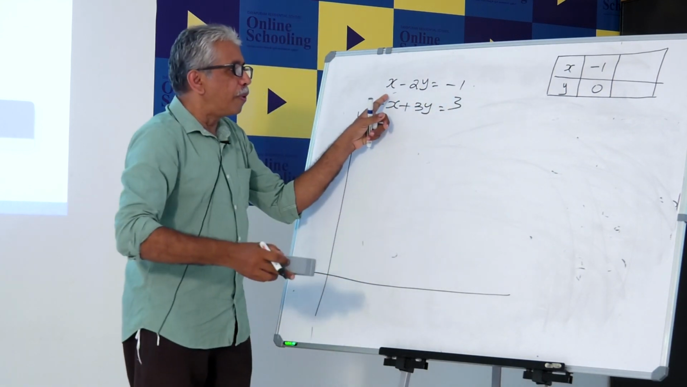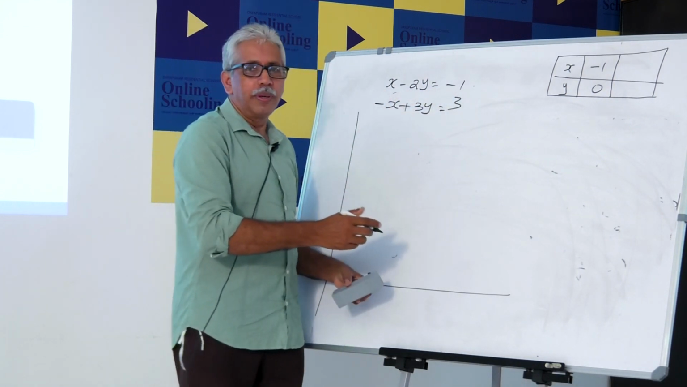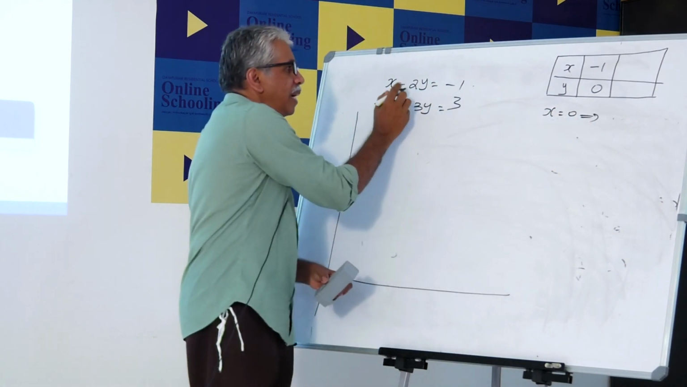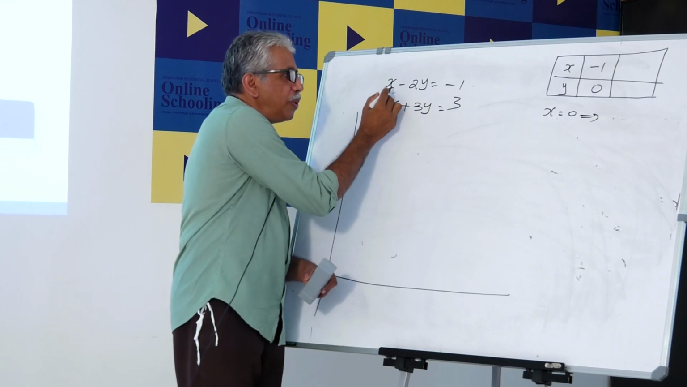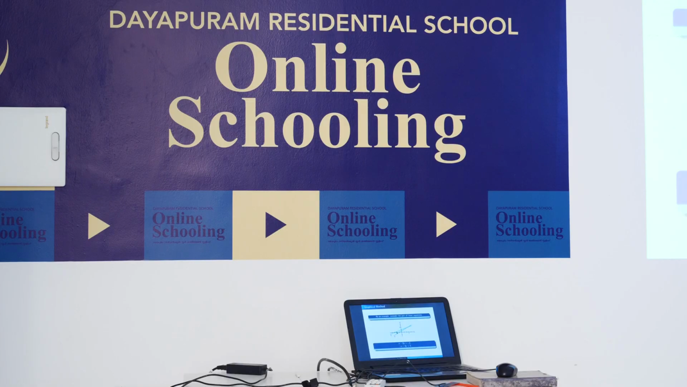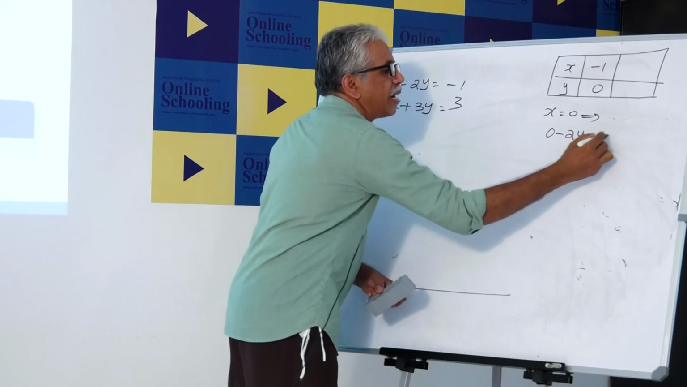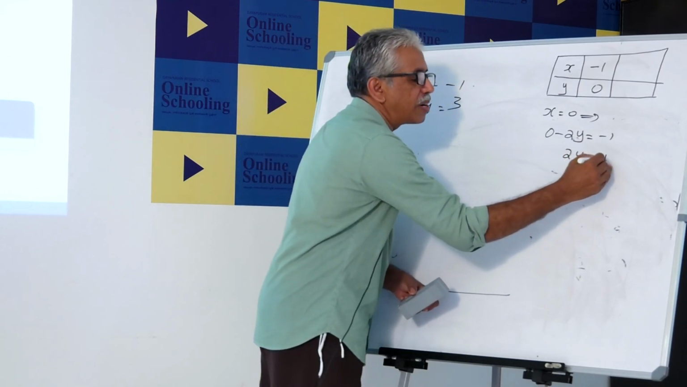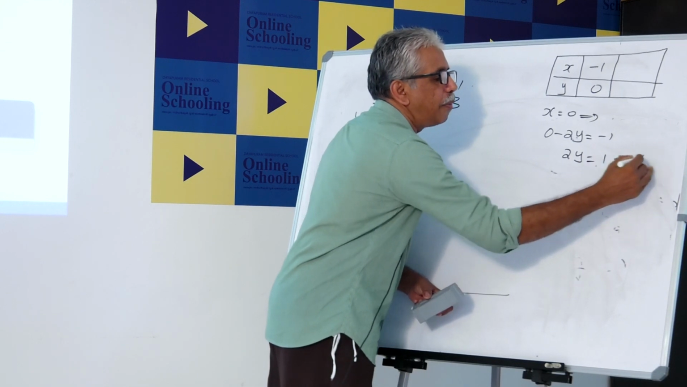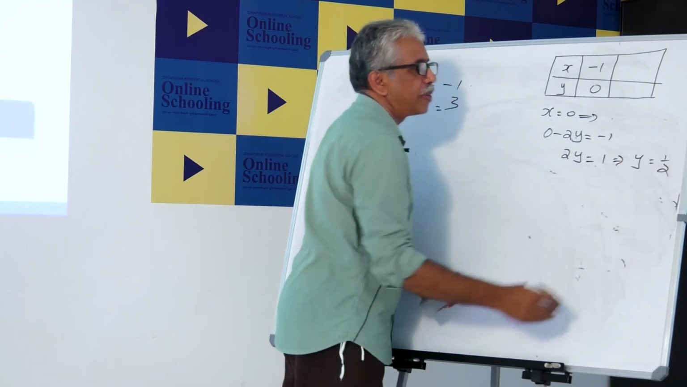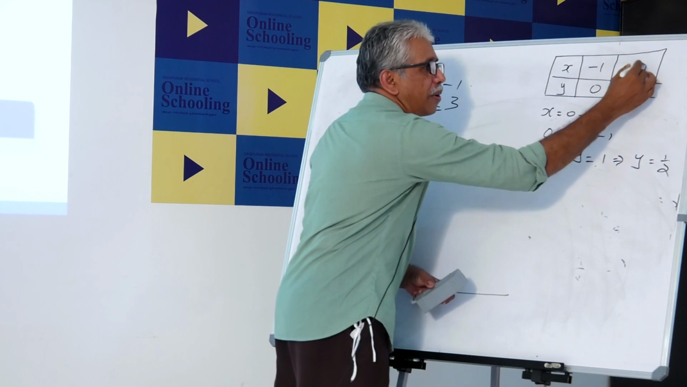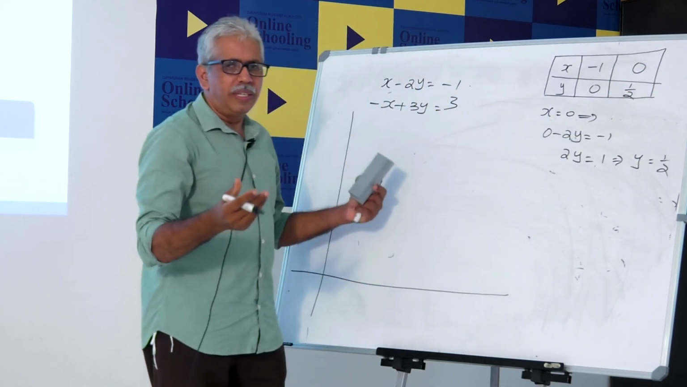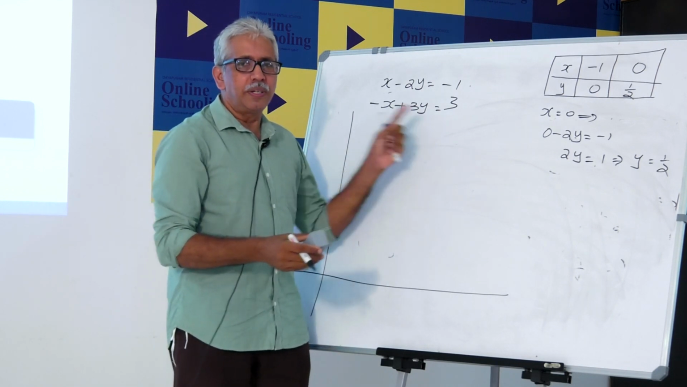Now you can put x equal to 0. So what happens if you put x equal to 0? X equal to 0 means the equation reduces to 0 minus 2y equal to minus 1, and that is actually 2y equal to 1 or y equal to 1 by 2. So when you put x equal to 0, you are getting y equal to 1 by 2. So you just need 2 points to draw the graph.